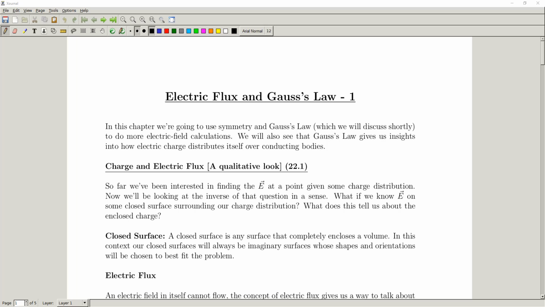Okay, this is going to be our first video in our second module for this course, and this module is going to be on electric flux and Gauss's law. And so this is going to be chapter 22 of the text mostly.